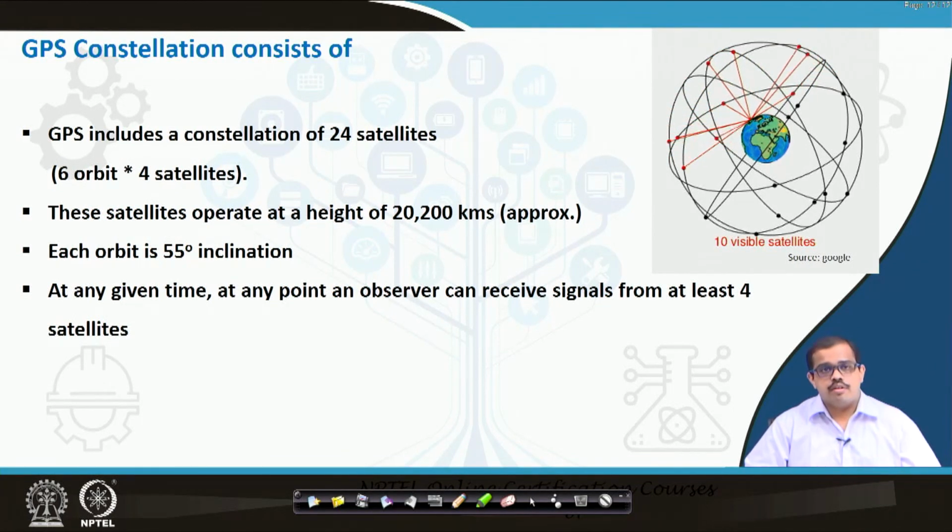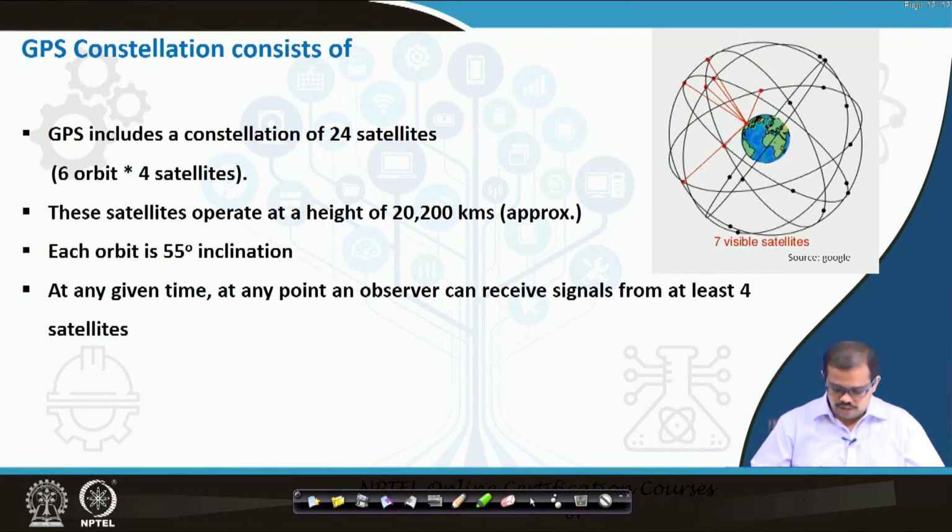At any given point of time, an observer at any point on Earth can receive signals from 4 different satellites. This is what I explained in my previous slide.